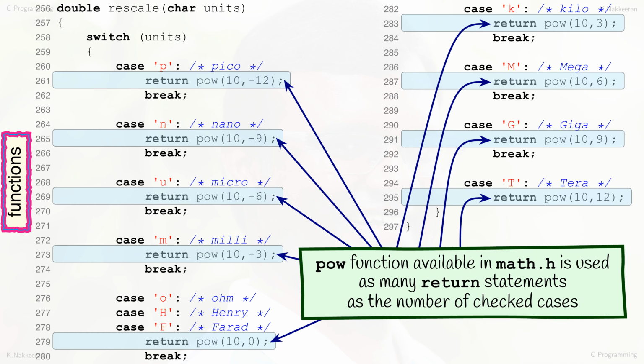Within the switch statement, for every case checked for the unit's character, the corresponding double scale factor is obtained through the pow function available in the math.h library header file. Note that in all these cases, the double scale factor is returned to the location where this rescale function is invoked, with as many return statements as the number of checked cases.